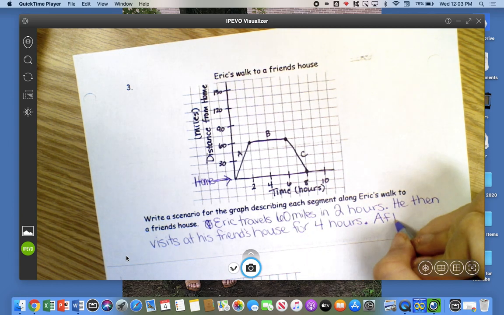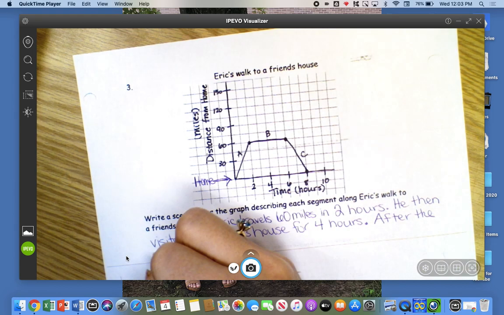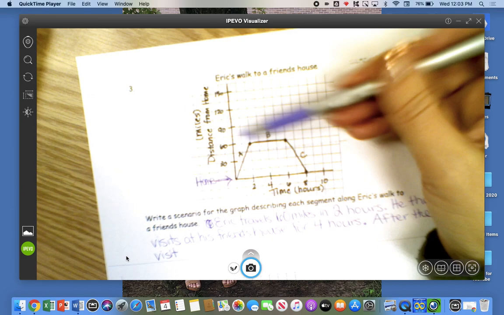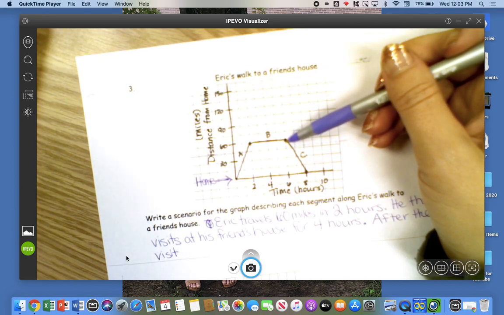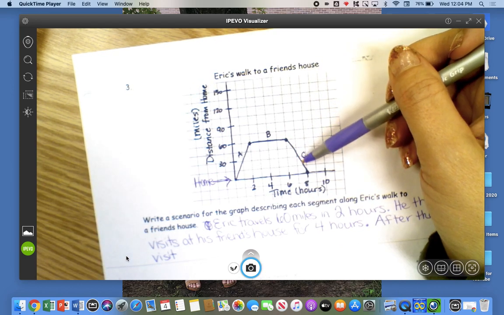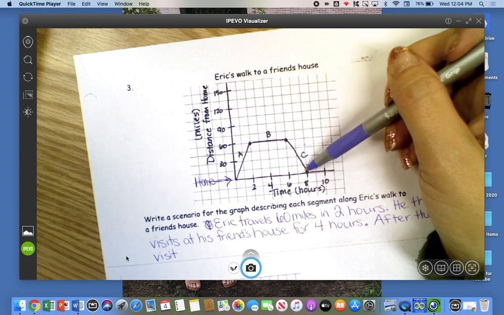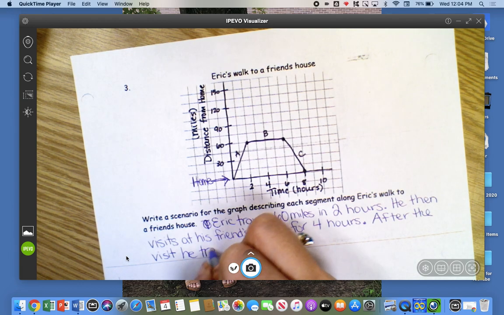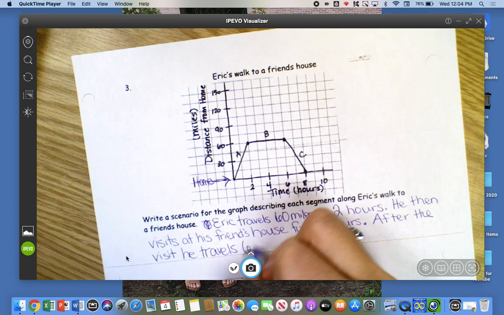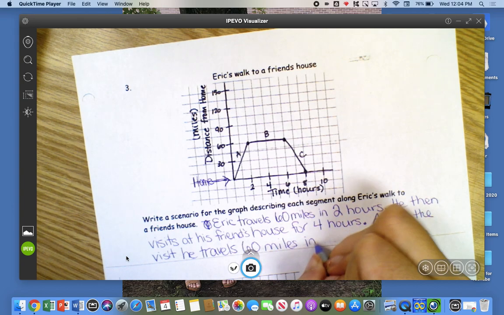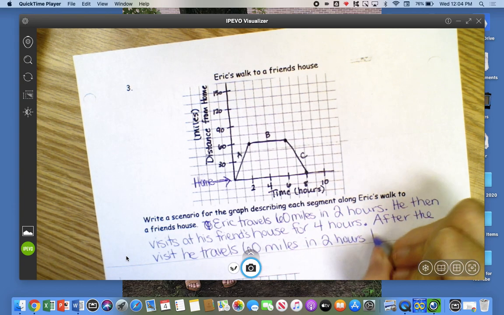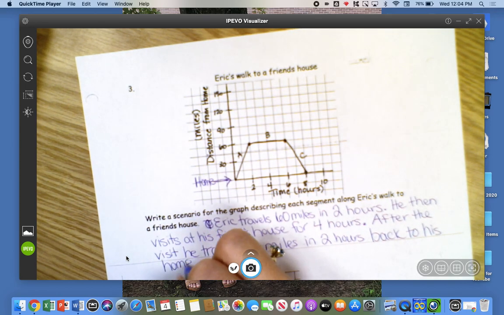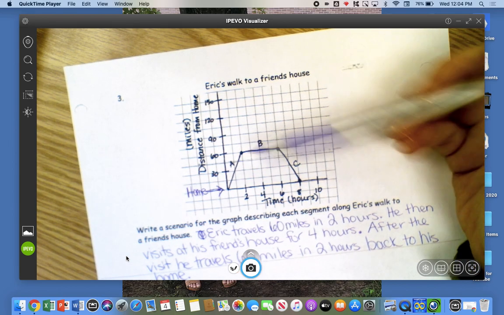And then after the visit, this time he's 60 miles away, but then over time, he's starting to head back, and he ends up at 0 miles from his house, so he ends up back home. So after the visit, he travels 60 miles in 2 hours back to his home. So we want to include, he didn't get farther away from home.